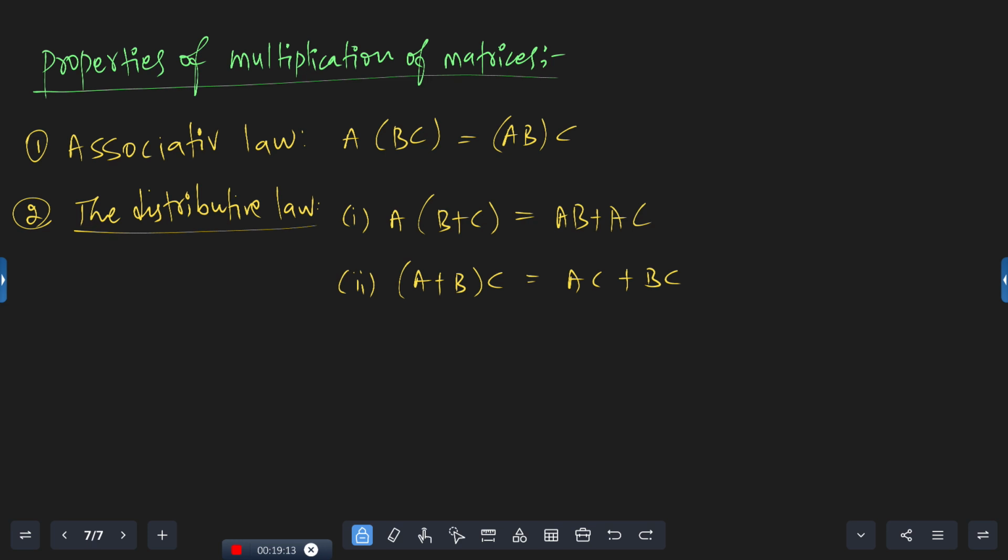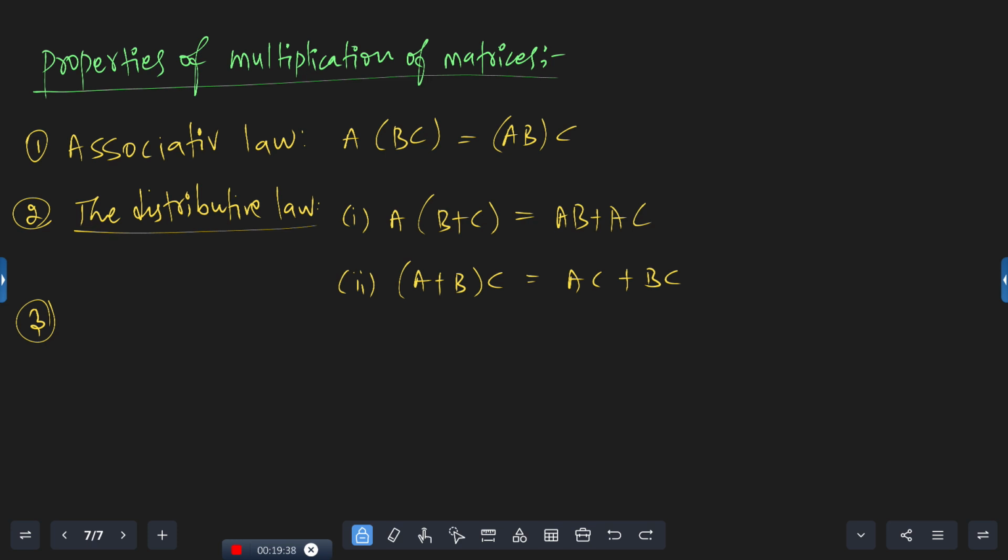You have to memorize these formulas, because in the exam they will give A matrix, B matrix, C matrix, and ask you to check the distributive law. So you must know the distributive formula, then only you can check. Without knowing the distributive formula, you cannot check these things. Be careful here.